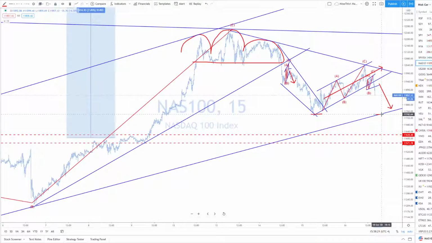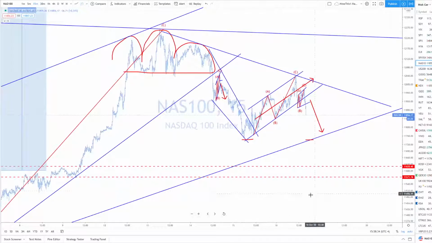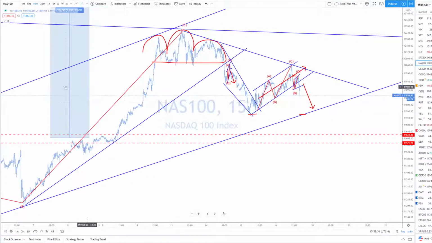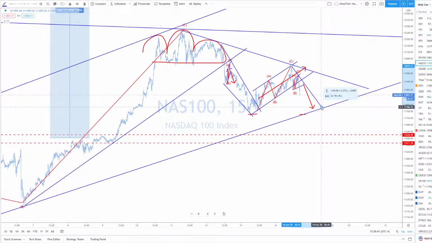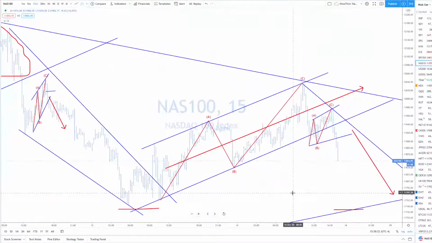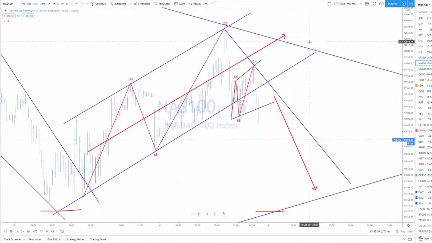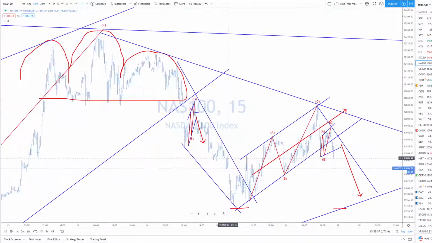So the bias for Monday is lower. It doesn't have to go in a straight shot. Oops, I hate when it does this. Doesn't have to go in a straight shot. But the burden of proof for the bulls will now be this trend line. All right. Got to get above that in order to start thinking about a bullish move back up. Right.